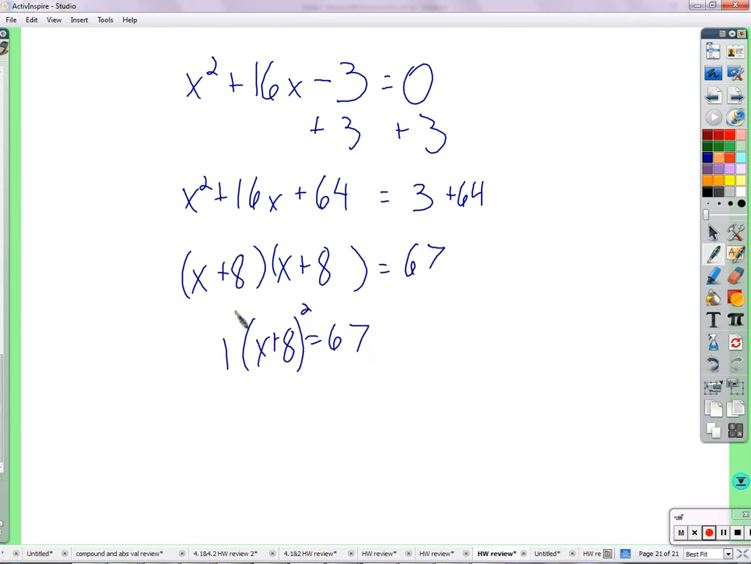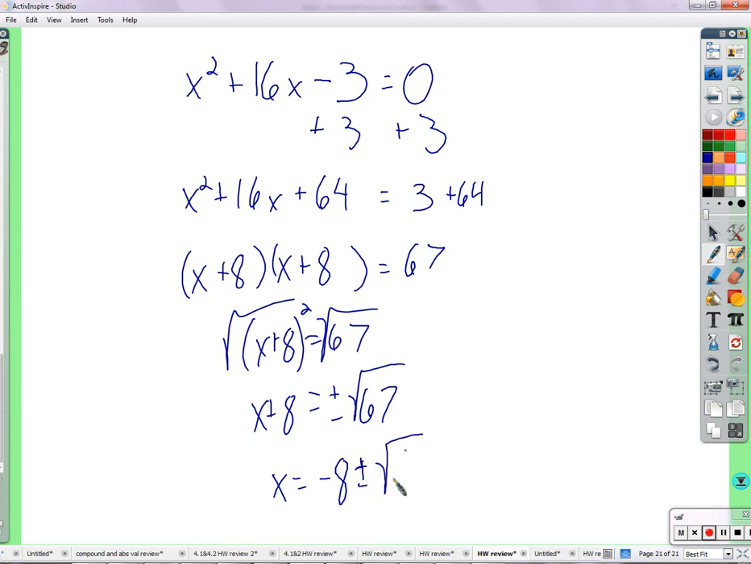X plus 8 squared equals 67. Square root of both sides. X plus 8 equals plus or minus the square root of 67. Subtract 8 from both sides. There are the solutions using completing the square.